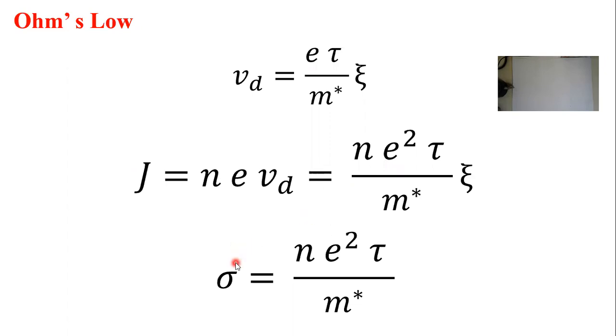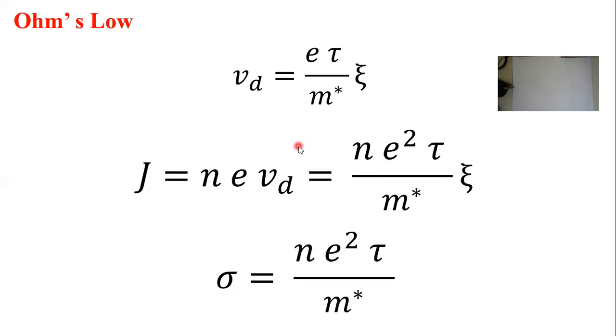For example, sigma, which is the conductivity, is equal to n, the number of electrons in the conduction band, multiplied by the constant e squared. e is the charge of the electron, 1.6 times 10 to the negative 19, multiplied by tau, where we define tau as the relaxation time, or the time between each two successive collisions, over the effective mass m star.